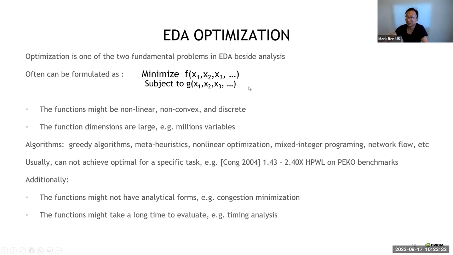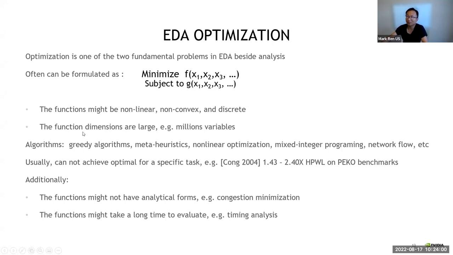So let's look at the optimization, right? Usually the optimization problem can be something like this: you minimize a function based on a number of variables, and these variables also need to be subject to a number of constraints, right? Assuming the f function can be multi-objective, the constraints can be multi-objective as well. These functions could be nonlinear, non-convex, and discrete, right?